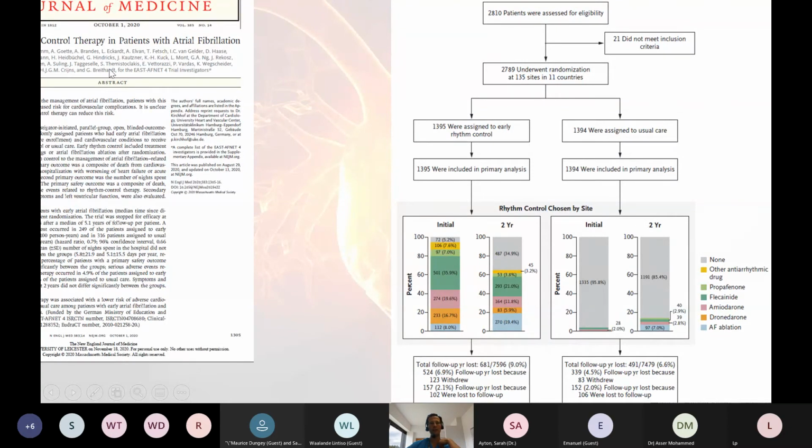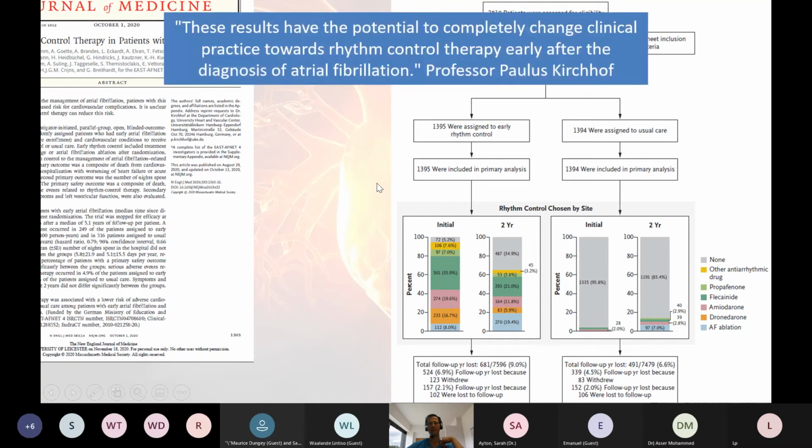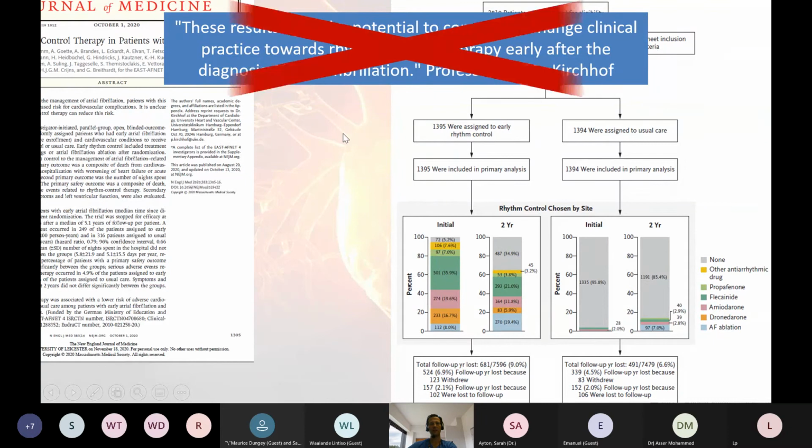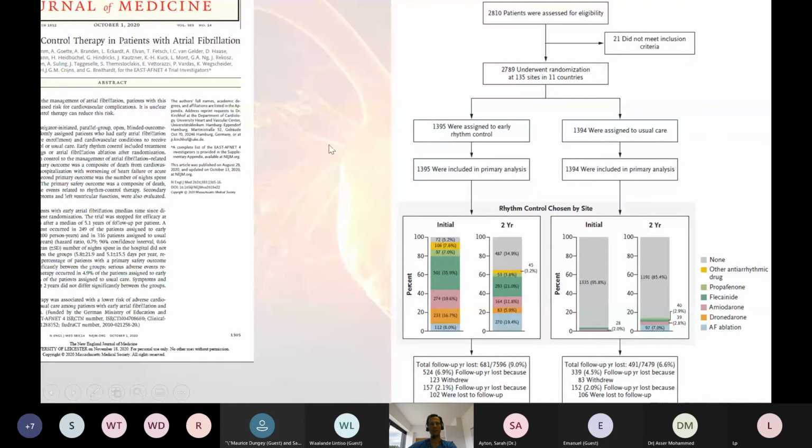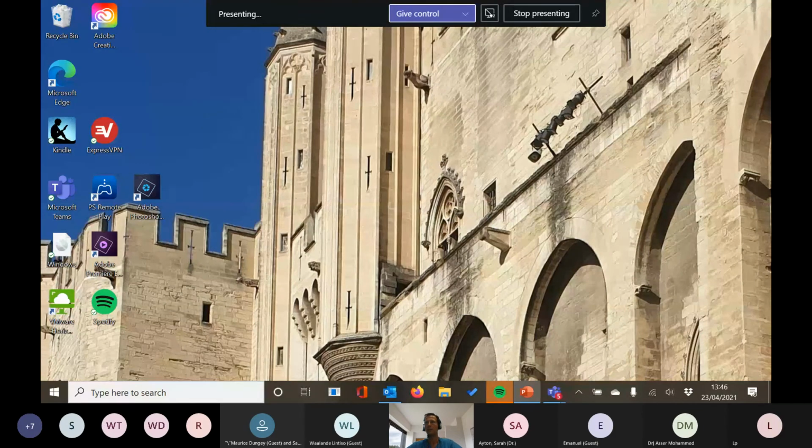This is a paper called EAST-AFNET, and this came out in 2020 and is potentially being used as a reason to completely change clinical practice, and rather than use rate control, go to rhythm control. And I think that's completely wrong. But this trial is out there and would potentially be against what I've been saying in this talk, which is why I bring it up. Sorry that this is off the page slightly. Let me just see if I can move that back.